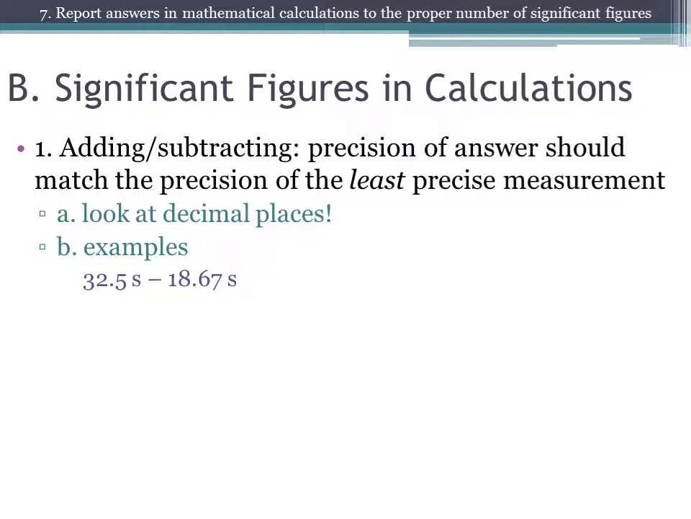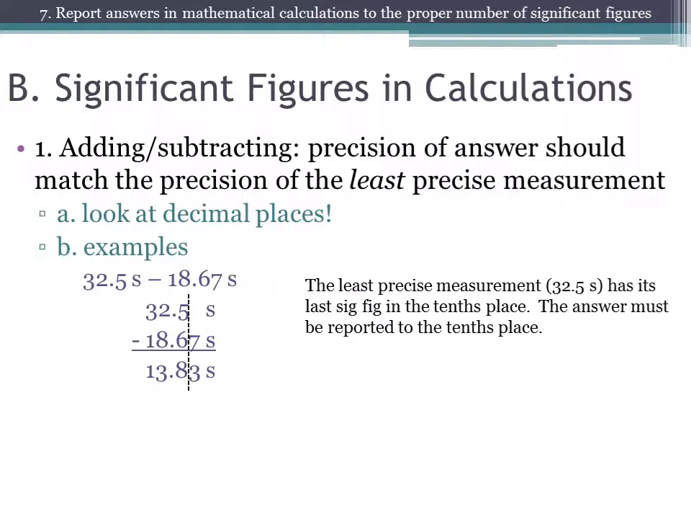Here's another example. 32.5 seconds minus 18.67 seconds. Again, write the equation out just like you would in elementary school. Line up the decimal points. Line up all the decimal places: hundredths, tenths, ones, tens, etc. Your calculator is going to tell you 13.83 seconds. However, notice the first measurement only goes to the tenths place. That's the last sig fig. So I can only report an answer to the tenths place. I can't go anywhere past that.